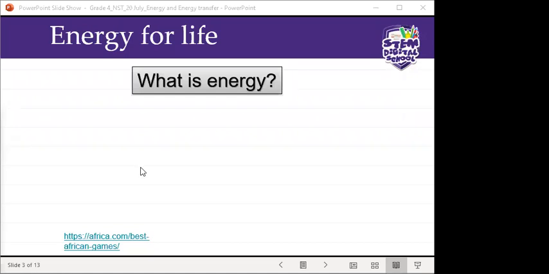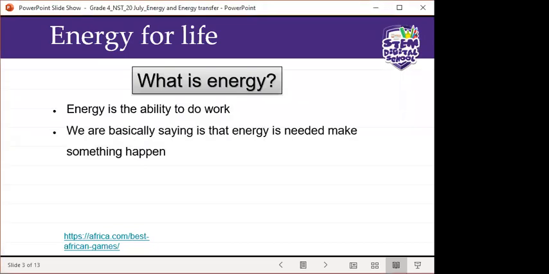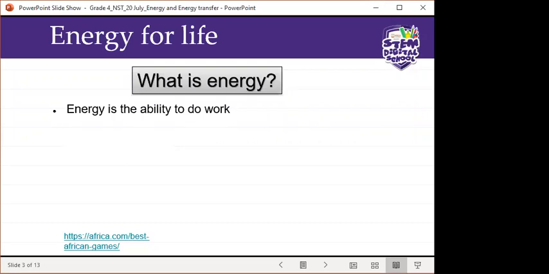Okay, so guys, here is a simple definition for energy: the ability to do work. Energy is the ability to do work. You can write it down in your exercise books, or you can just underline it in your textbooks. I'm sure the definition of energy is there, and you should know it. Energy is the ability to do work.